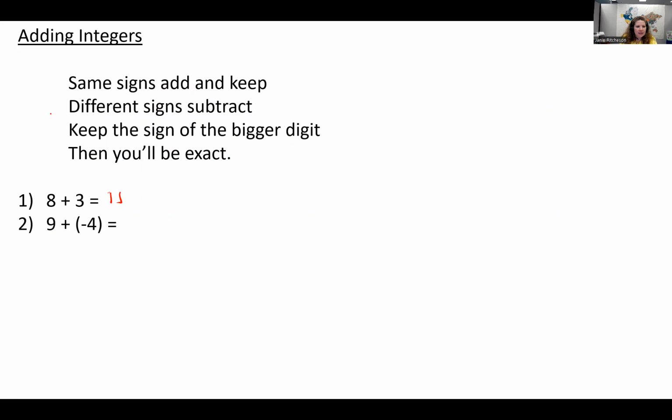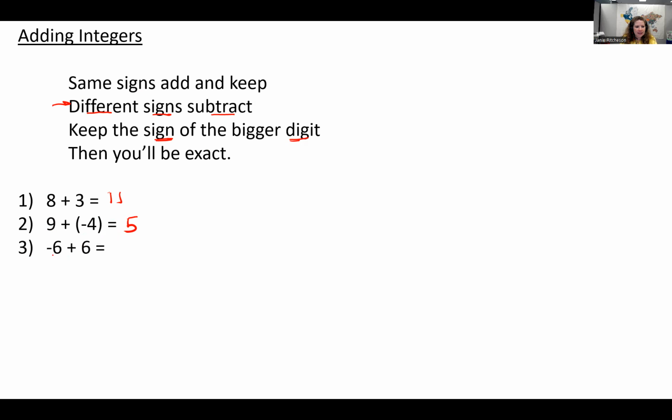Number two, the next line of the song says different signs subtract. Well, we have a +9, a -4. They have different signs. So we're going to subtract. And then you keep the sign of the bigger digit. All right, so is 9 bigger or is 4 bigger? 9 is bigger, so we keep that +9. And after we subtract, our answer is +5.